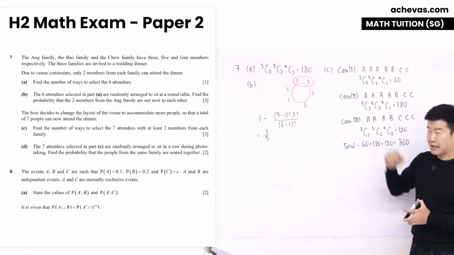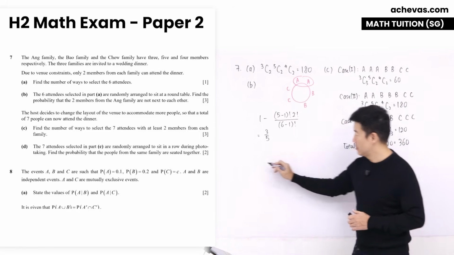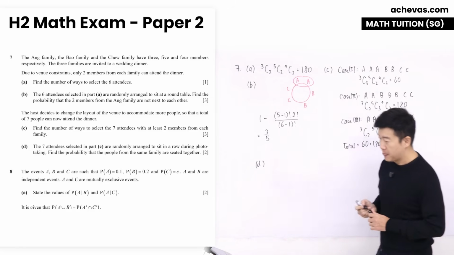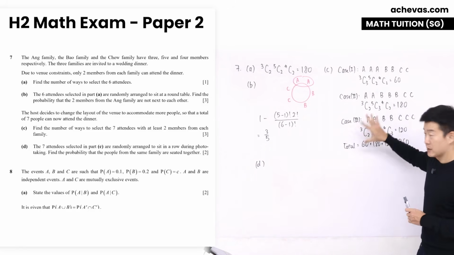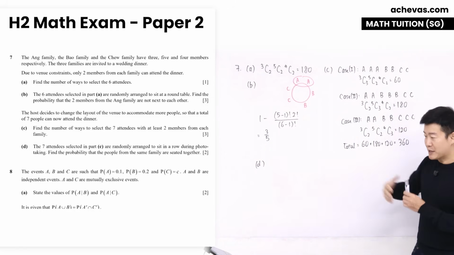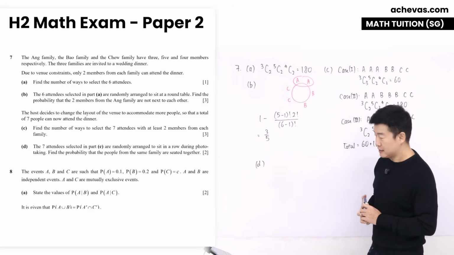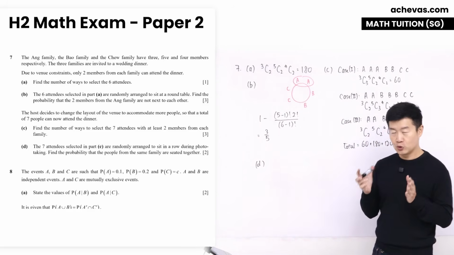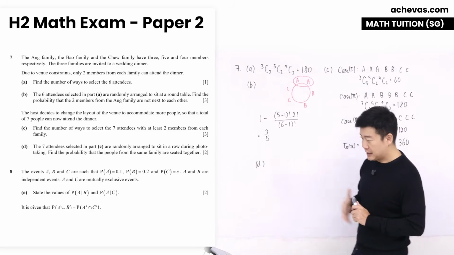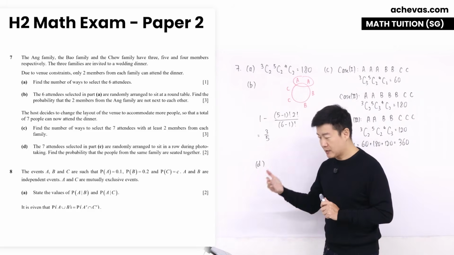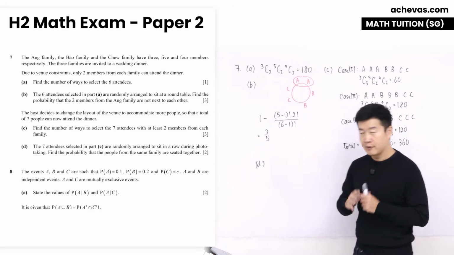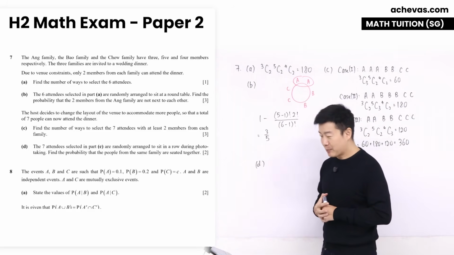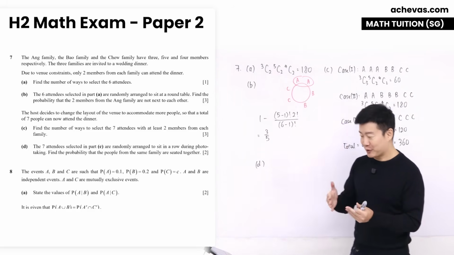Let's work on the last part of this question, part D. Part D, the 7 attendees selected. So it is already selected. Okay, we don't have to reselect them again. So it is selected, which means that there should be at least 2 from each of the family. And these 7 attendees are going to be now seated in a row for photo taking. We want to find the probability. Okay, now we are switching back to probability.